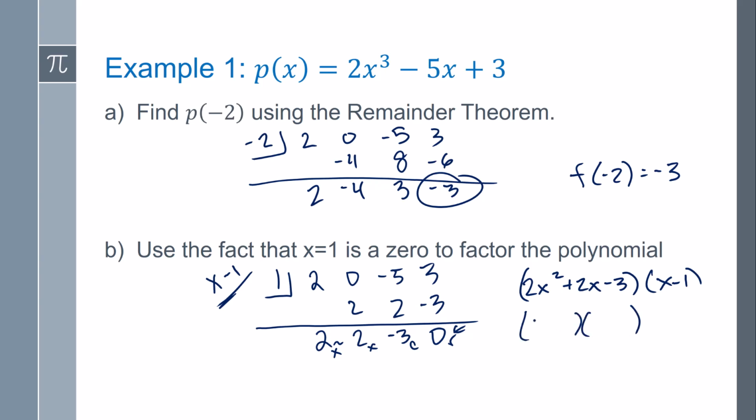Okay, so a times c, right? Negative 6, factors of negative 6 that are going to add to 2. Well, 1 and 6, 2 and 3. None of them do it, so this is as factored as it's going to be.